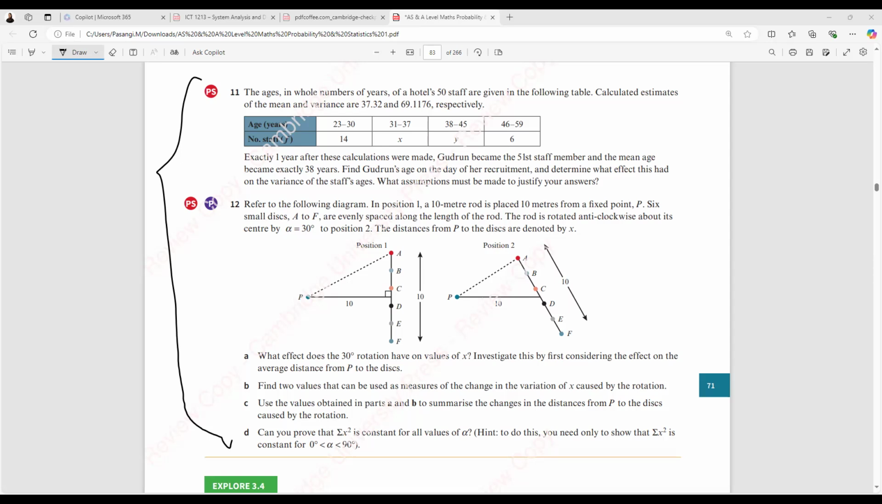Teacher, yes. I did the 11th question, but I got different answers. Okay. The ages in whole numbers of years of a hotel's 50 staff are given in the following table. Calculate estimates of the mean and the variance. The mean would be this one.